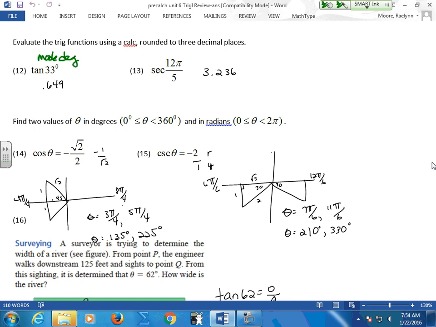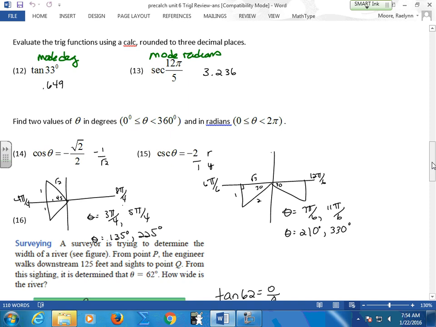Change this one. I wouldn't convert this. I would just change my mode to radians and put that in as your radian measure. You can absolutely convert it, but it's easier. It's in radians. Just put your mode back into radians. And secant is 1 over cos.